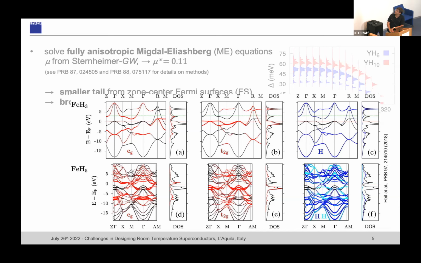And what you see here, if you look at the electronic states, dressed again with iron Eg and iron T2g, is that the Fermi surface is made up entirely of these iron d bands, whereas you have almost no hydrogen content at the Fermi level. And if you do the Migdal-Eliashberg calculations there, you get a TC of 0 Kelvin. So this is why we want to have hydrogen at the Fermi level.